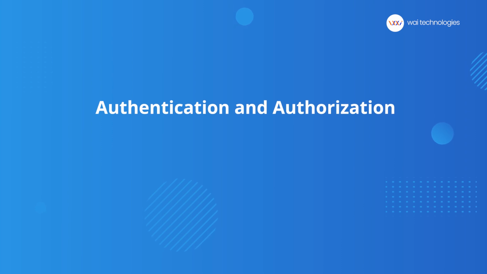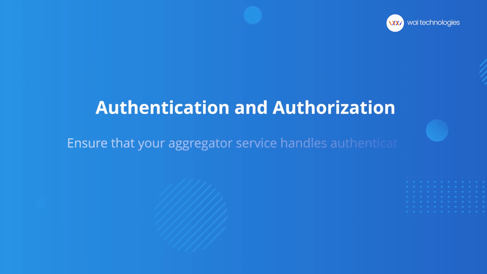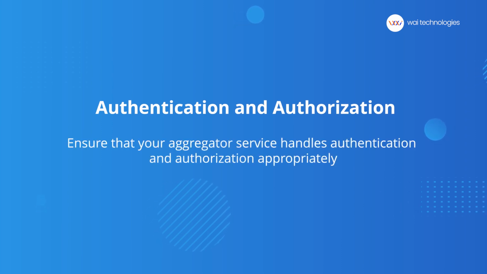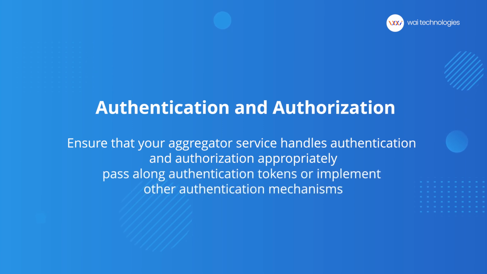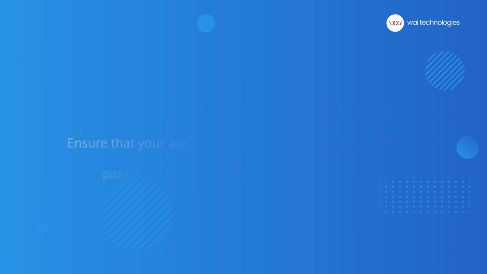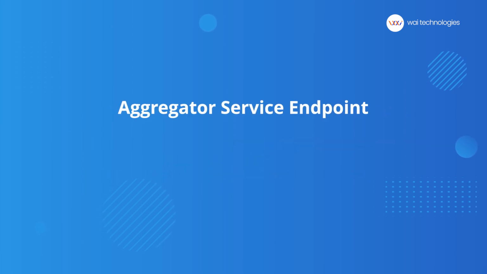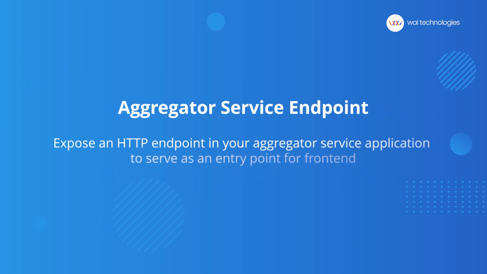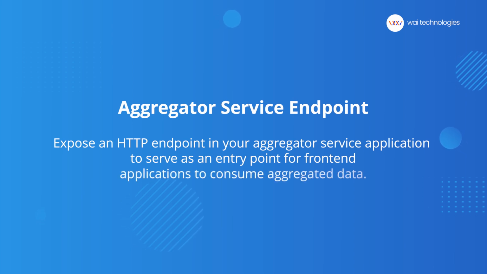Handle authentication and authorization. Ensure that your aggregator service handles authentication and authorization appropriately when making requests to other microservices. You might need to pass along the authentication token or implement other authentication mechanisms. Expose aggregator service endpoint. Expose an HTTP endpoint in your aggregator service application to serve as the entry point for front-end applications to consume the aggregated data.